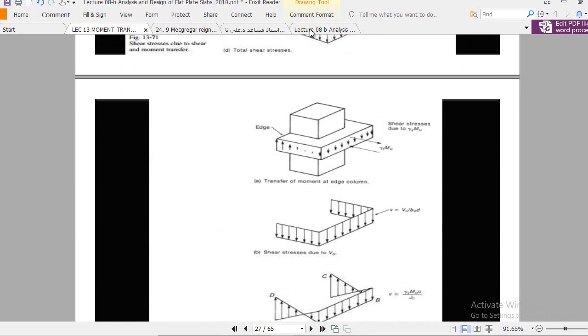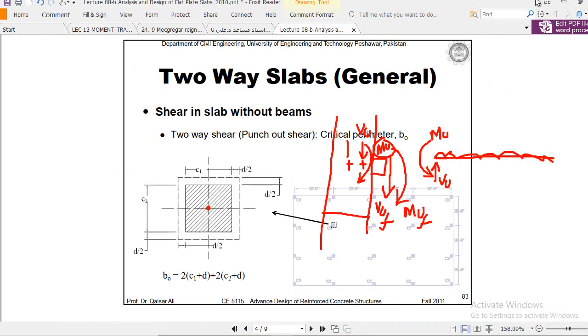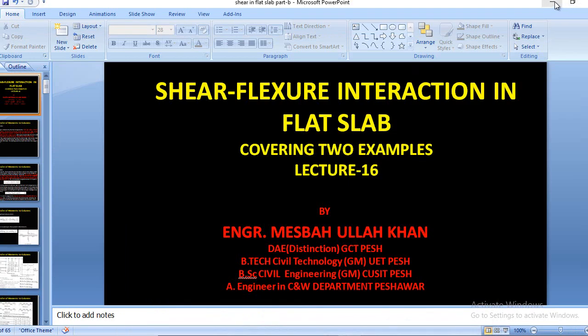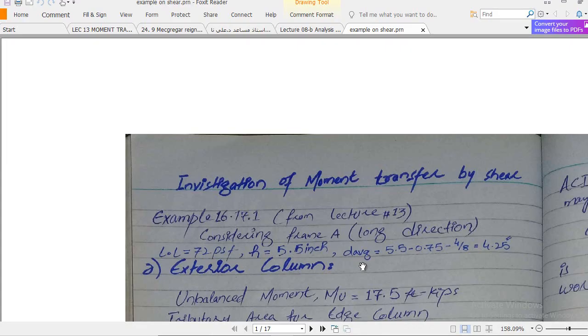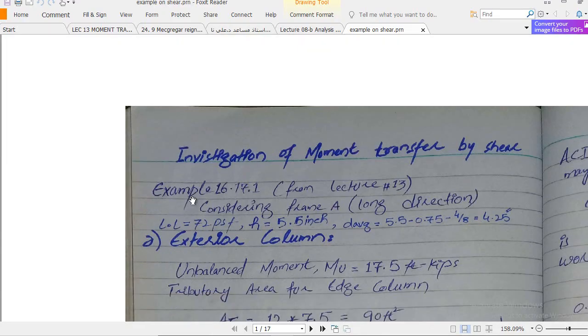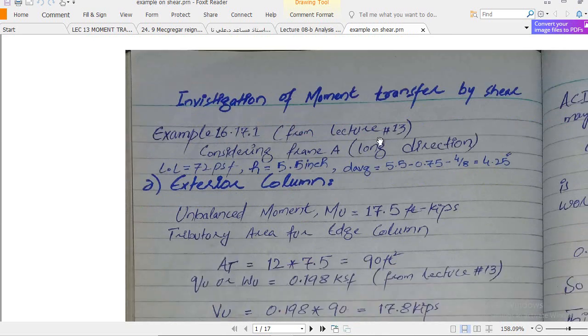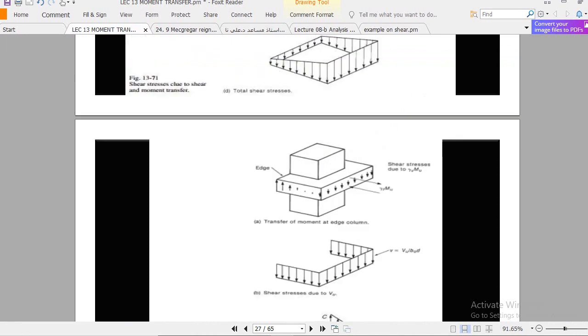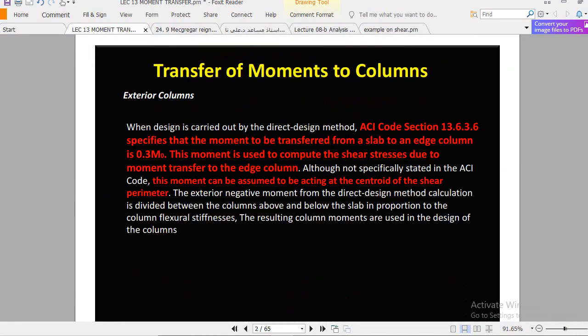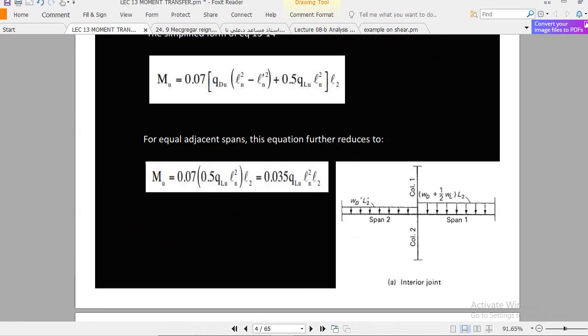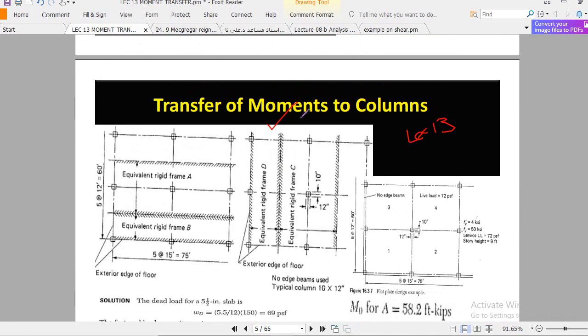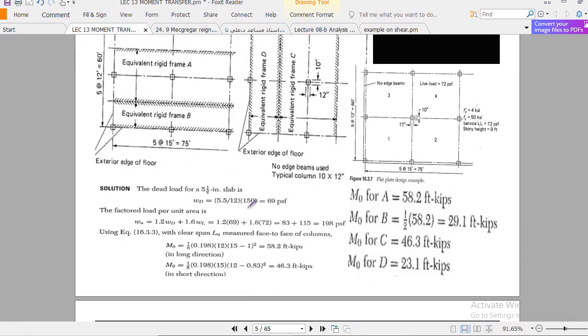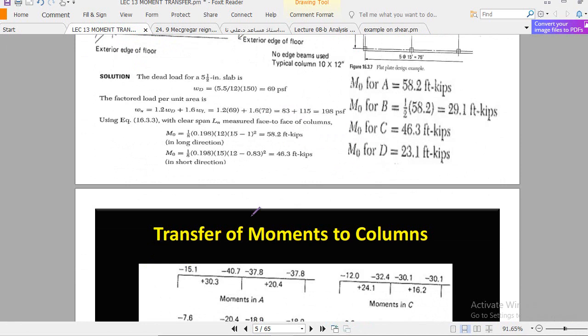So in today's lecture we will cover the two examples. Today's example is example number 16.7.1 from lecture number 13, and I already discussed this right here. This one is the example which I have to cover in my lecture today, right?